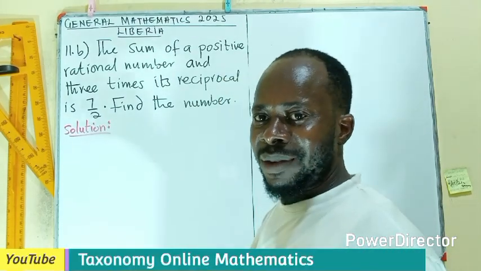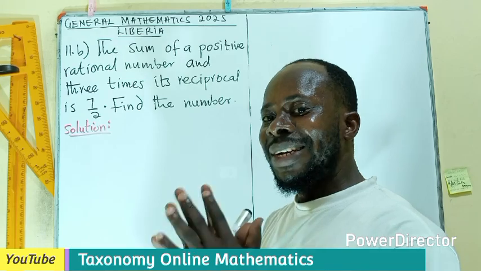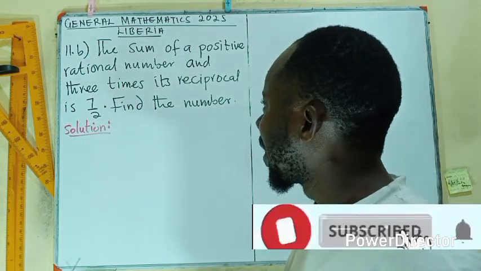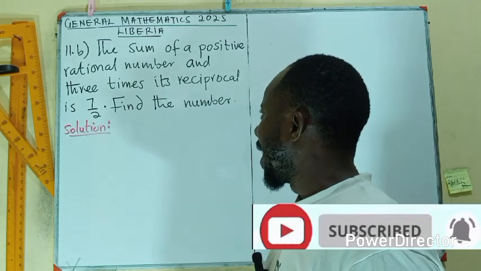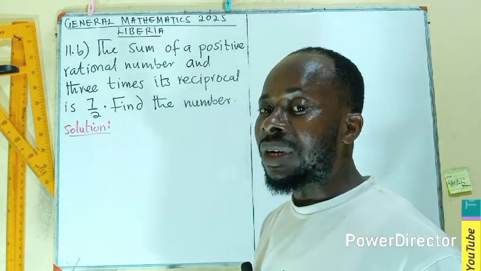Hello, welcome. Let's have a look at this question, which is 11B of General Mathematics 2025 for Liberia. The sum of a positive rational number and 3 times its reciprocal is 7 on 2. We have to find that number.